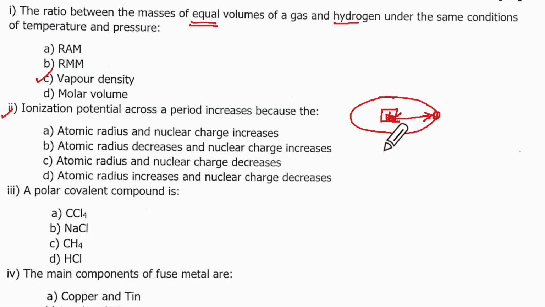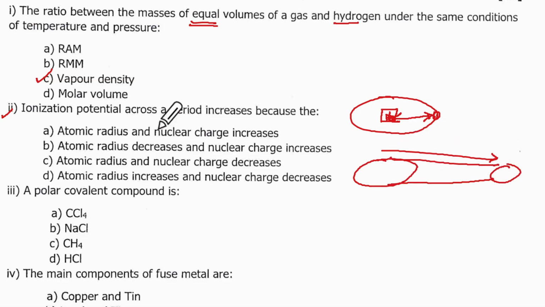So as we go from left to right, what happens to the atomic size? Atomic size decreases, correct? So atomic radius is increasing? No. Atomic radius decreases? Yes. Nuclear charge also increases, correct? It will be increasing from here, like in period 3, sodium is 11, 12, 13, 14. Can you see here it goes up to 17 chlorine? Yes. So this is the correct option.